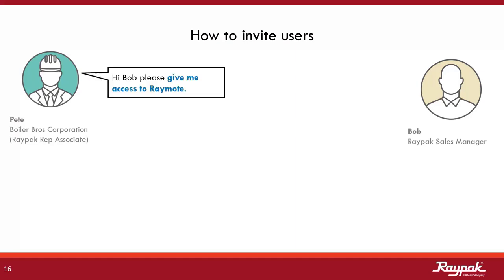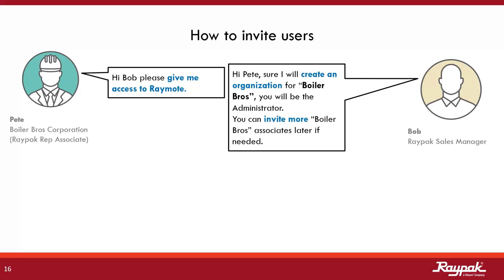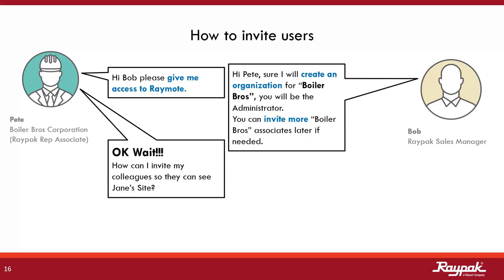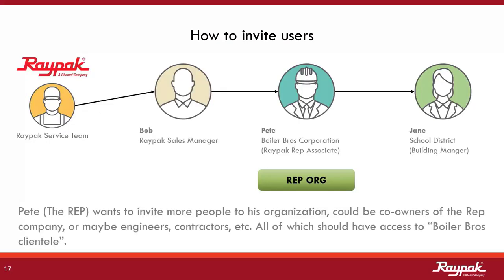So how to invite users? Remember this example where Pete calls Bob, the Raypak sales manager, to give him access to remote. Bob grants the invitation. So now Bob receives the invitation and he's saying, okay, I have access, but I don't know how to invite more people to my network. In this case, when we mean invite more people, I mean inviting people at Boiler Bros Corporation. So those are colleagues of the same company as Pete. So these are the organizations that we're going to be inviting. This is your main organization. You want to invite people at your main organization.